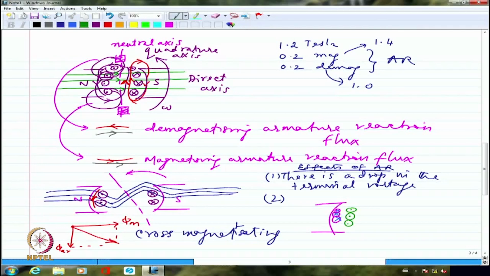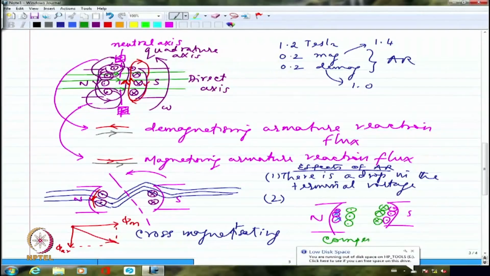The same thing will be done for the other pole as well. So if this is the north pole, and I am having a south pole here, I would again have compensating windings here, which will be carrying, for example, a dot if I am having crosses here. So this is essentially known as compensating winding.